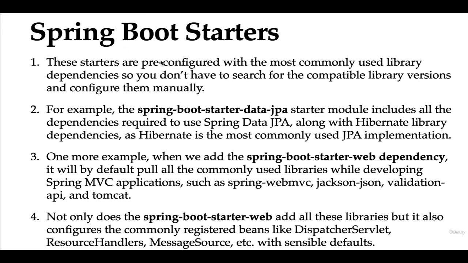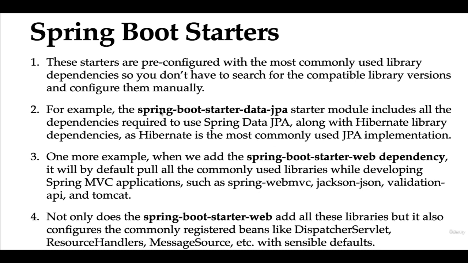Well, Spring Boot starters are pre-configured with the most commonly used library dependencies, so you don't have to search for compatible library versions and configure them manually. For example, Spring Boot provides the Spring Boot Starter Data JPA starter module. This module includes all the dependencies required to use Spring Data JPA along with Hibernate library dependencies, as Hibernate is the most commonly used JPA implementation. This module will internally pull all the Spring Data JPA and Hibernate related dependencies from the internet, and it will internally manage the compatible versions of all these dependencies.